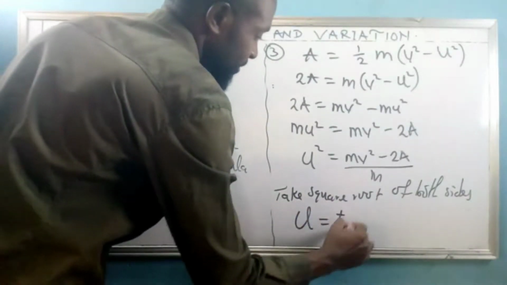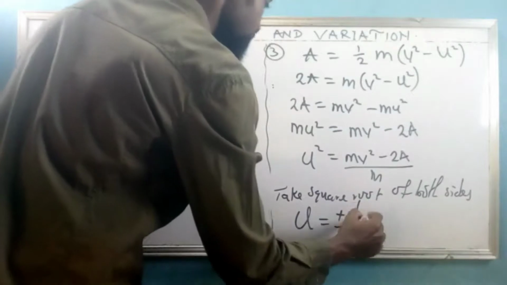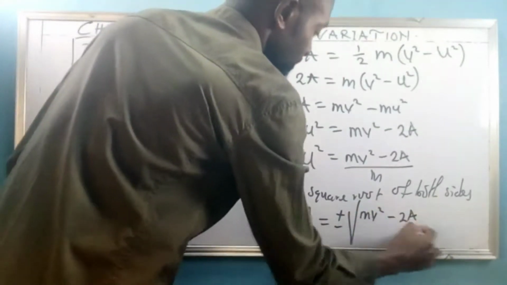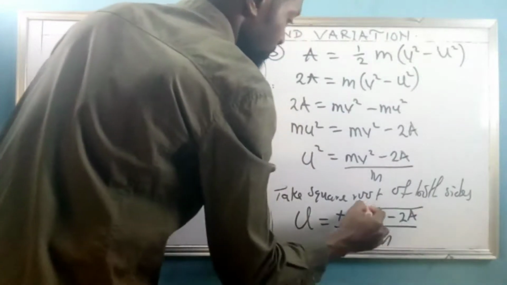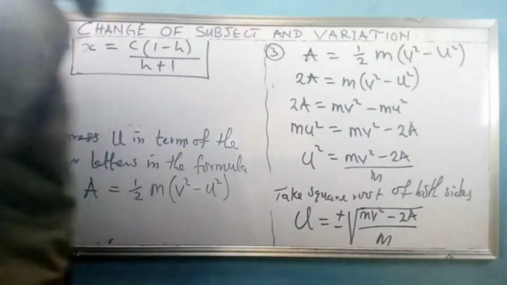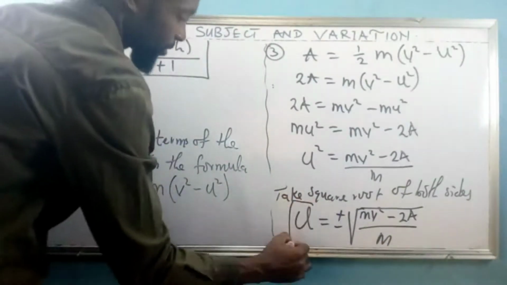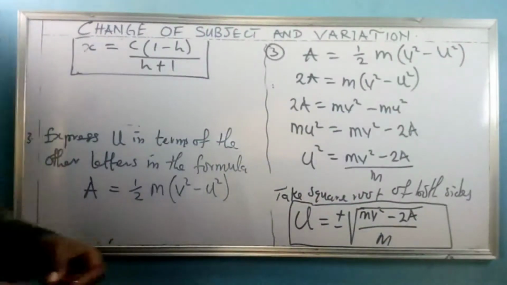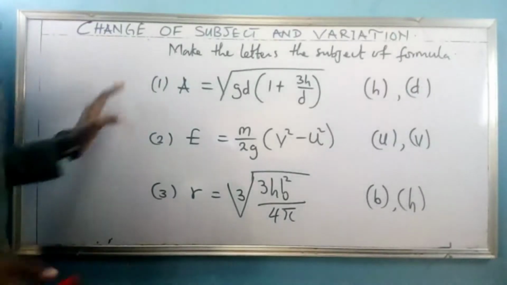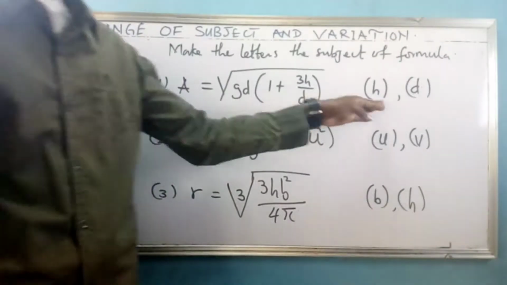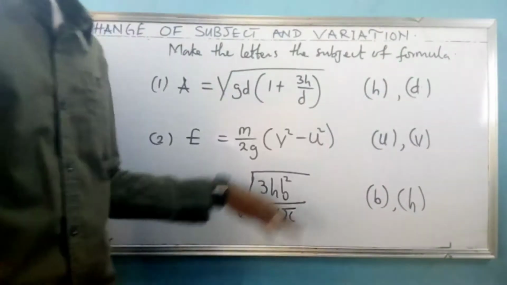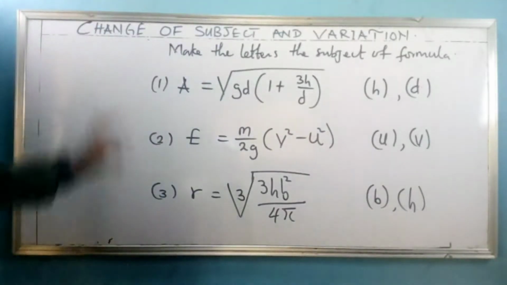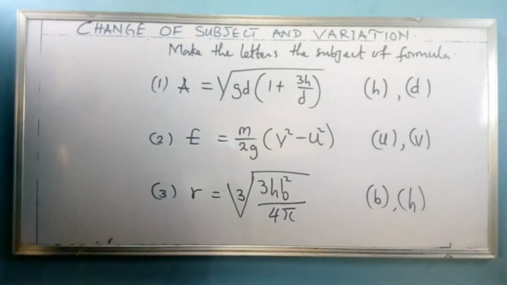That is plus or minus. Don't forget, you have to put plus or minus when we're taking square roots. Then mv square minus 2a all over m, and that will be everything under the root there. Okay, and that will be the subject of the formula. We already made u the subject of the formula like that. Do you see it now? So you have to try this one on your own. You have to make H the subject here, B the subject, U the subject, P the subject, B the subject, and H the subject. So try it. Best of luck. See you next time. Bye.